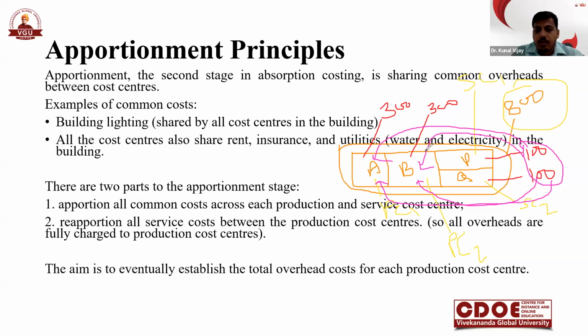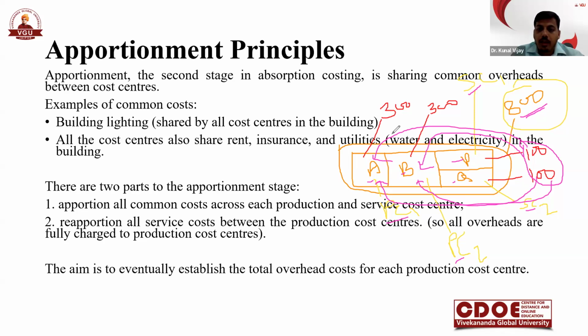First, there's a factory. In this factory, there are four centers A, B, P, and Q. A and B are production cost centers, PC1, PC2. P and Q are service cost center 1 and service cost center 2. Suppose one is canteen, second one is maintenance department. Now, for the entire factory, rent is 800. Now, this 800 is divided between all the production cost centers and service centers.